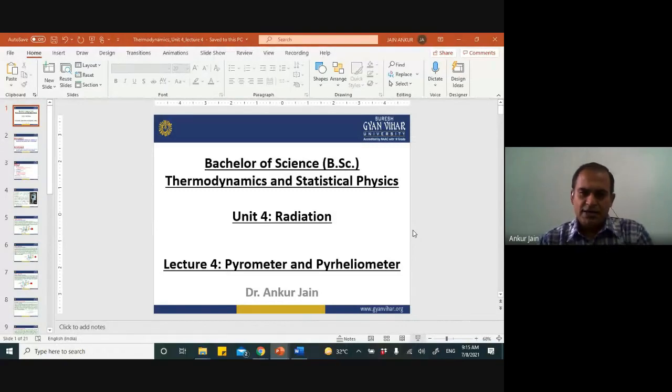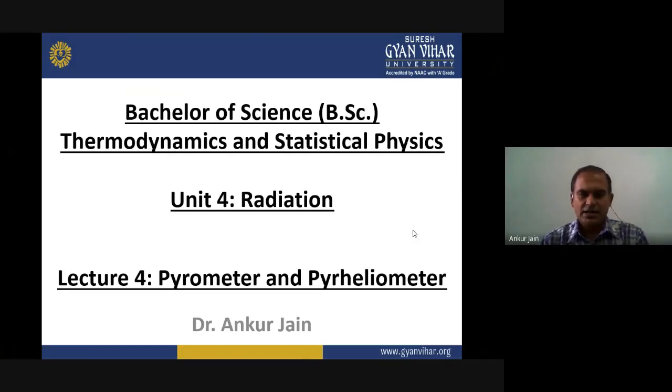So today we will continue our lectures that were focused on radiation from the last 3-4 lectures. Until now we have seen what radiations are, what thermal radiations are, and then we learned about black body radiations. Now the question is how to measure radiation and how to measure its temperature. So today's lecture is focusing on the measurement techniques for radiation or temperature.